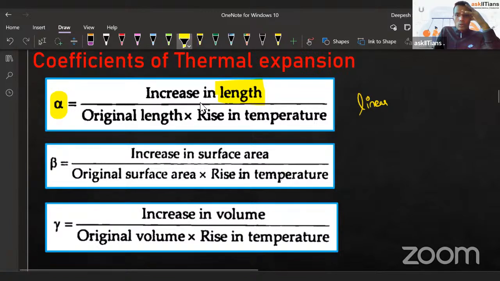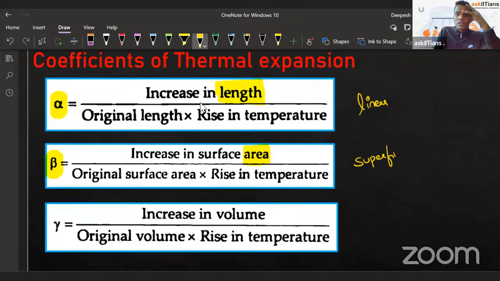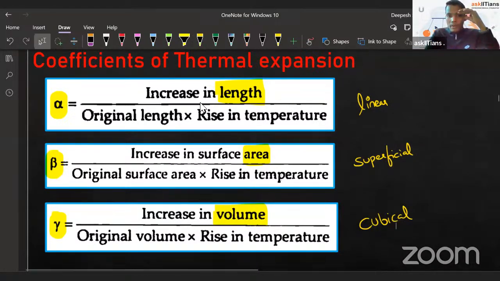Then when the area of a body is increasing, there is beta. This is the coefficient of superficial expansion. And last is gamma, which is volume, which is actually what? The coefficient of what we can say, cubical expansion. Okay. So this is the coefficient of cubical expansion, or you can say volumetric expansion.